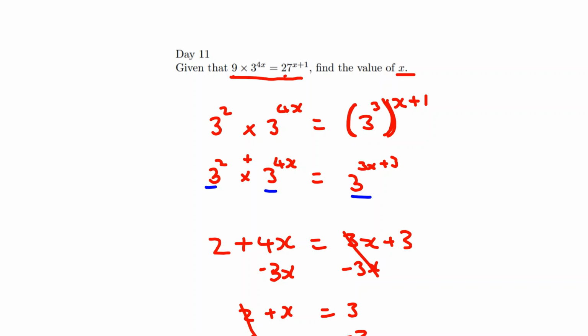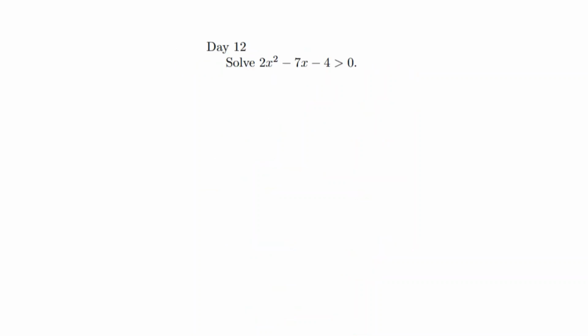We can check that by, if we put it back into our equation up here, it should work. So today's question is solve 2x squared minus 7x minus 4 is greater than 0. So it's an inequalities question.